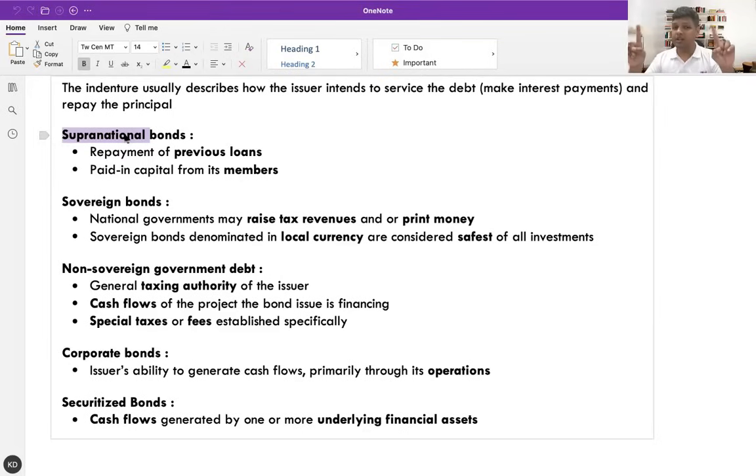So the supranational bonds, what is their source? They can get money from the repayment of the previous loan or when the member countries contribute. Clear?